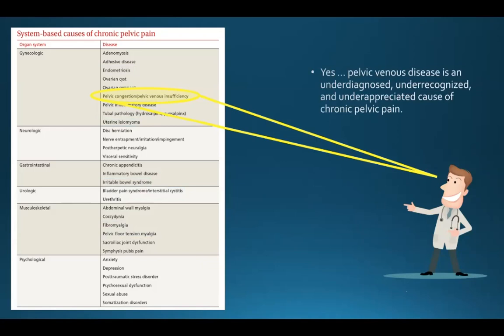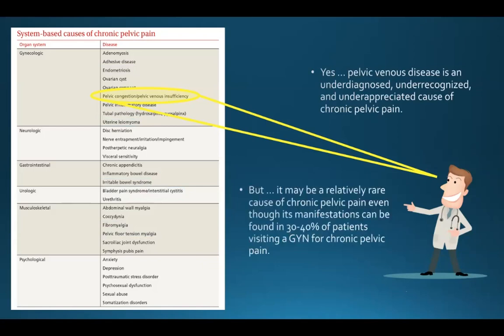And yes, pelvic venous disease is an underdiagnosed, underrecognized, and underappreciated cause of chronic pelvic pain, but it may still be a relatively rare cause of chronic pain, even though its manifestations can be found in 30 to 40% of patients visiting a gynecologist for chronic pelvic pain.